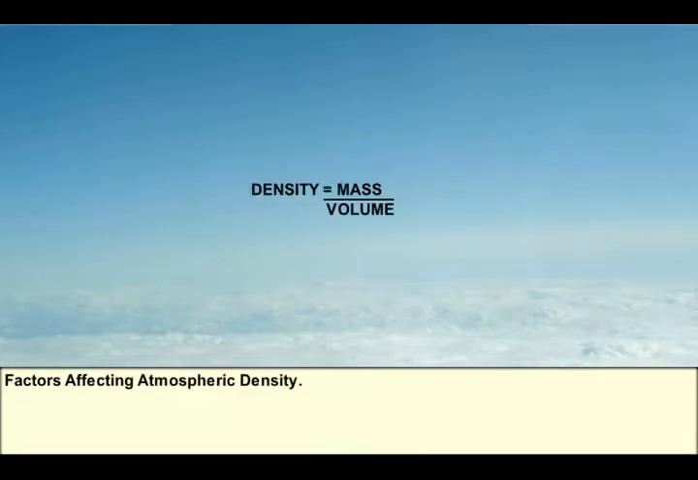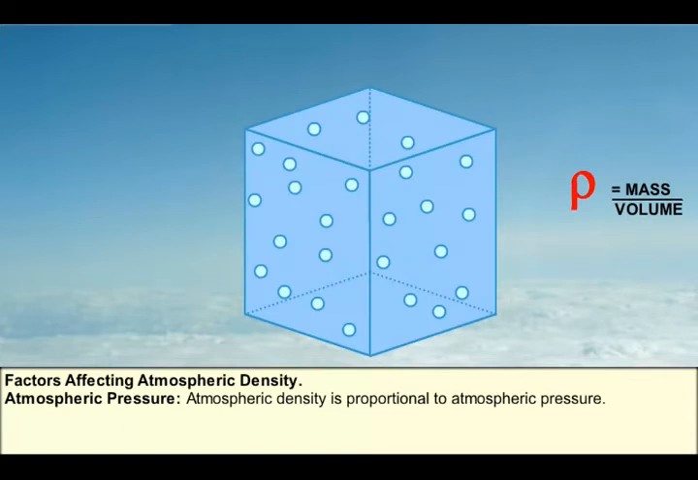Having seen the various ways of expressing density, let's have a look at what controls atmospheric density. Looking at the diagram, we can see the density formula. Notice that in the formula we replace the word density with the Greek symbol rho. We will now look at how the variables of temperature and pressure affect the mass or volume, and therefore the density. Let's first look at how pressure can affect a mass within a volume.